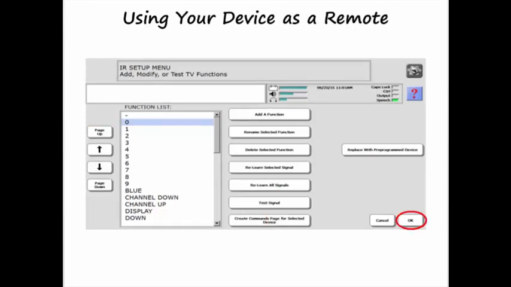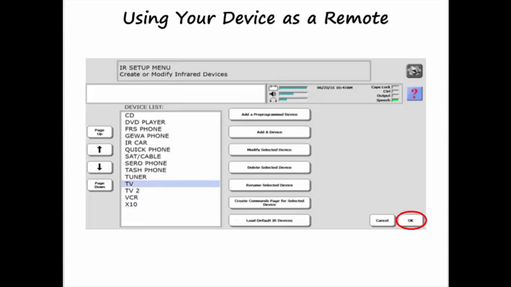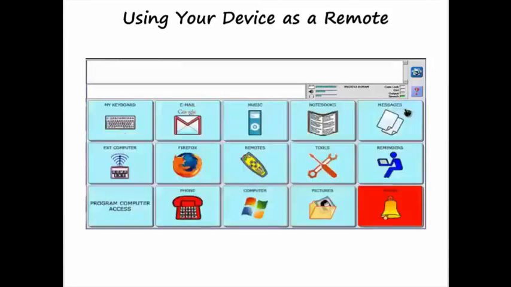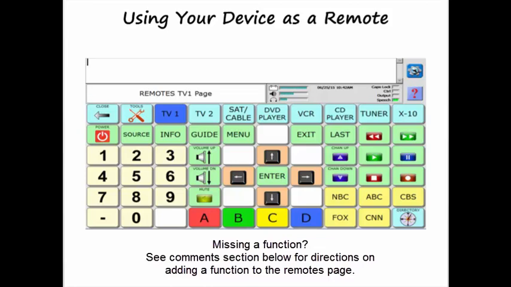Once all signals are learned and tested, select OK, and then OK again, and then the light blue go to home key. Then select the remote's key. The functions on this TV page should now control your television if you taught your device the signal for that key. This is how to control your TV with your communication device.